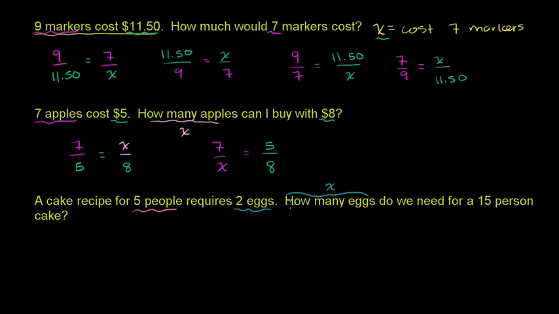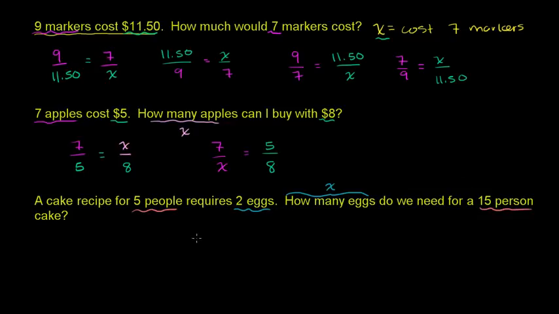And you don't always have to call it x. You could call it e for egg. Well, e isn't a good idea because e represents another number once you get to higher mathematics. But you could call it y or z or any variable, a, b, or c, anything. How many eggs do we need for a 15-person cake?